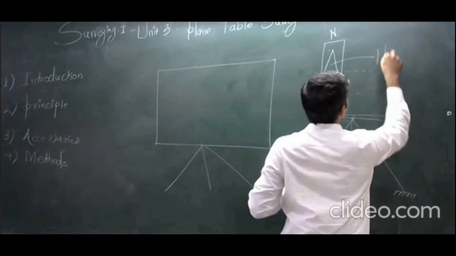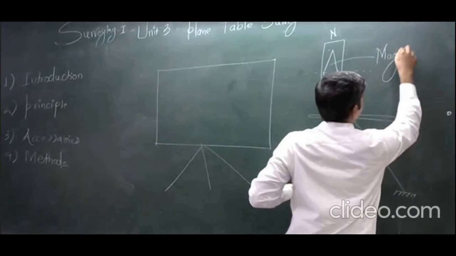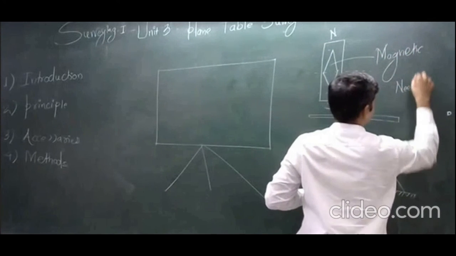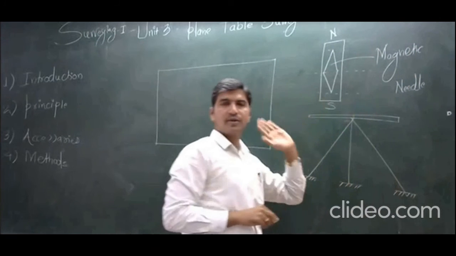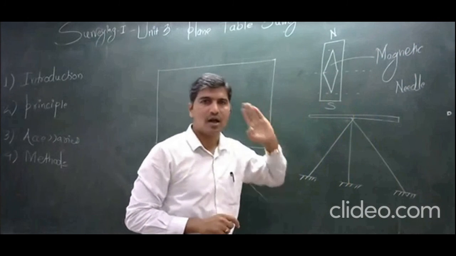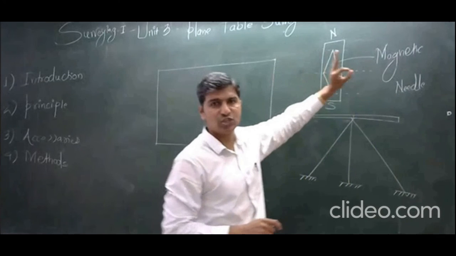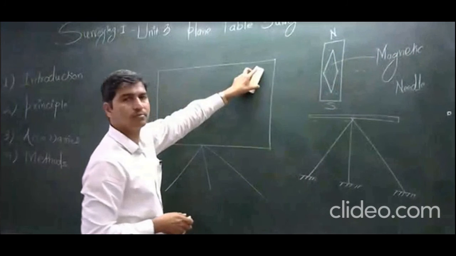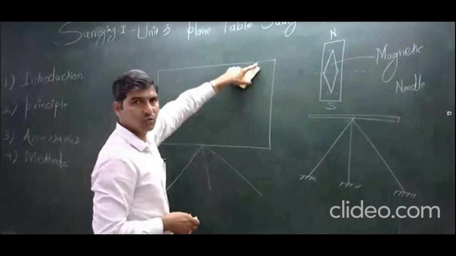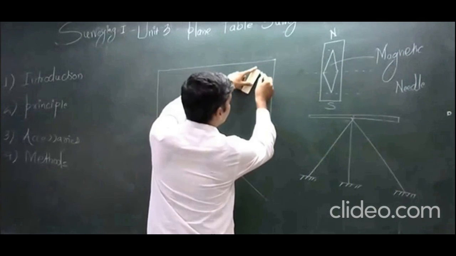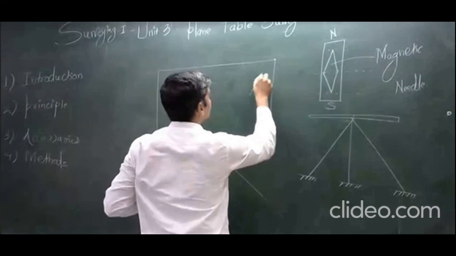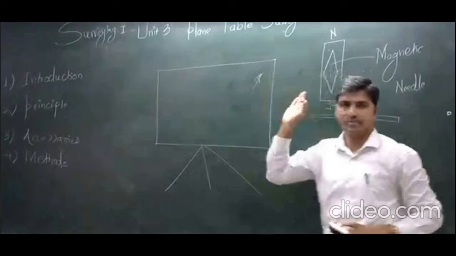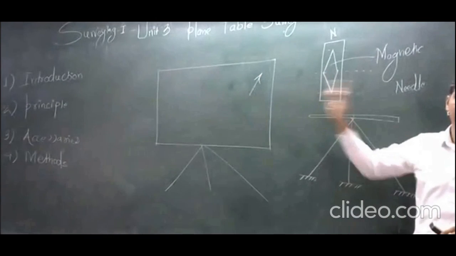This central part is called the magnetic needle. It will try to rotate all the time until it achieves the north direction. So I will rotate the compass clockwise and anti-clockwise. At one position, I get the constant position of the magnetic needle, and I will draw a line.